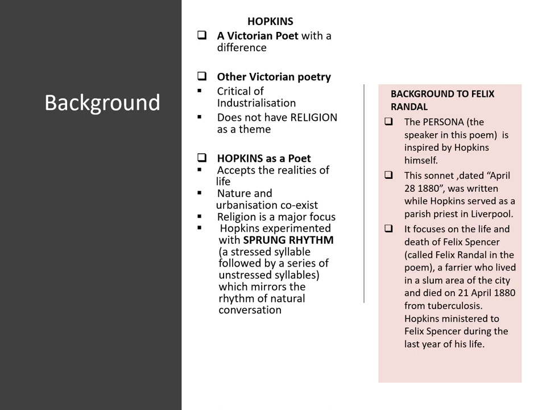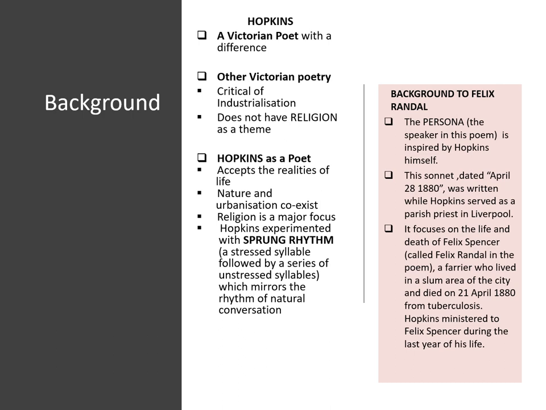Hopkins is a Victorian poet, but he's a Victorian poet with a difference. Other Victorian poetry was very critical of industrialization. And in general, Victorian poetry does not have religion as a theme. Whereas Hopkins, as a poet, accepts the realities of life. He thinks that nature and urbanization can coexist quite comfortably. And in his poetry, religion has a major focus. Hopkins experimented with sprung rhythm. Sprung rhythm is a rhythm where you have a stressed syllable in a line followed by a series of unstressed syllables. And it mirrors the rhythm of natural conversation. And now something about the background to the poem Felix Randall.